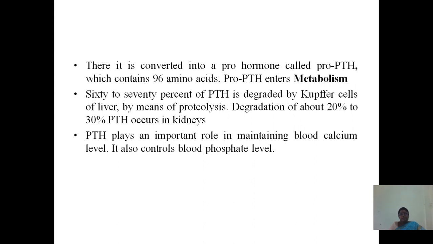60 to 70% of parathormone is degraded by Kupffer cells in the liver by means of proteolysis. Proteolysis means conversion of proteins or peptides into amino acids by the action of enzymes. Degradation of 20% to 30% of parathormone occurs in the kidneys. Parathormone plays an important role in maintaining blood calcium level. It also controls blood phosphate levels.